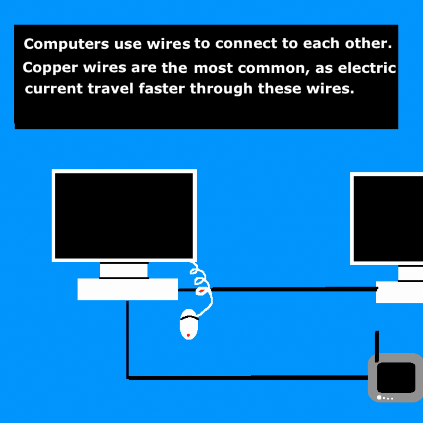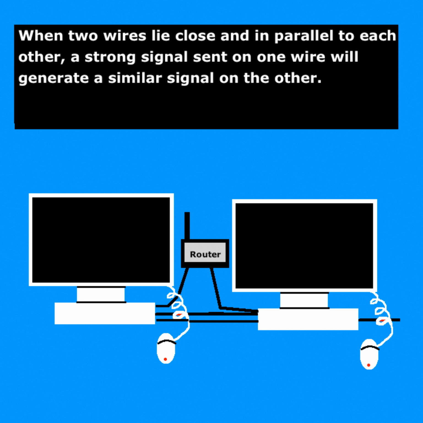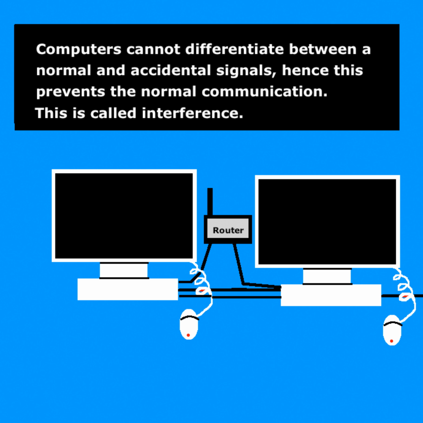Computers use wires to connect to each other. Copper wires are the most common as electric current travels faster through these wires. When two wires lie close and in parallel to each other, a strong signal sent on one wire will generate a similar signal on the other. Computers cannot differentiate between a normal and an accidental signal, hence this prevents the normal communication. This is called interference.